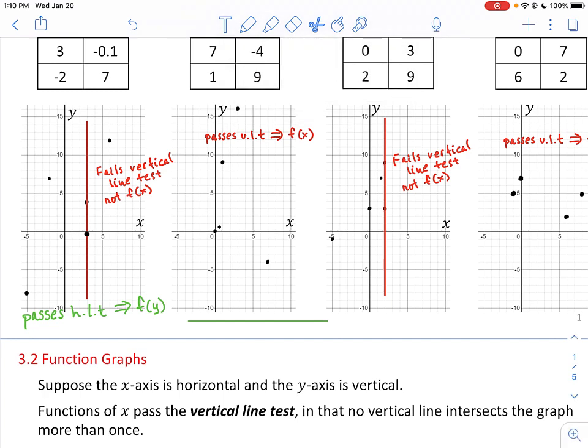So the next relation, I'm going to grab this horizontal line and run it through the graph. It intersects once, once, once, once, and once.